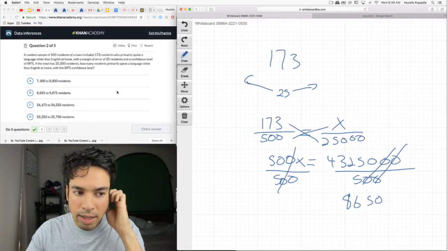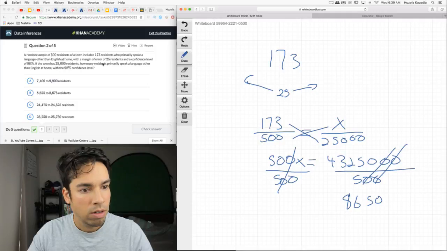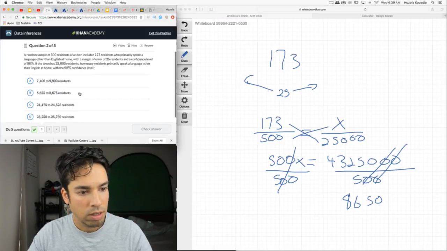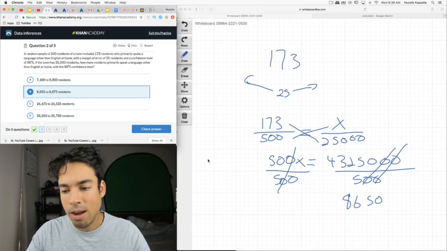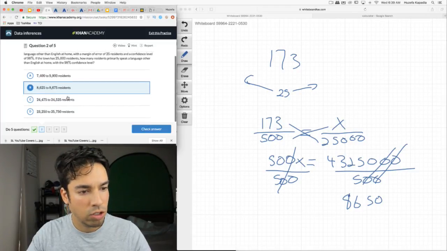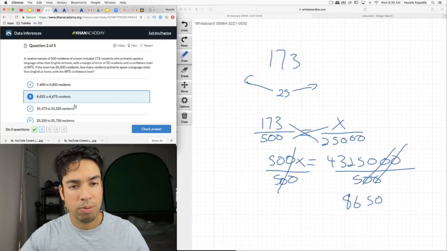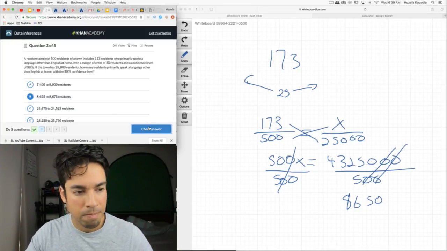And then, oh yeah, they have that 25 margin of error, so it's this. Because we go down by 25, that gives us 8,625. Up by 25, 8,675. So that incorporates the margin of error. So this should be right.